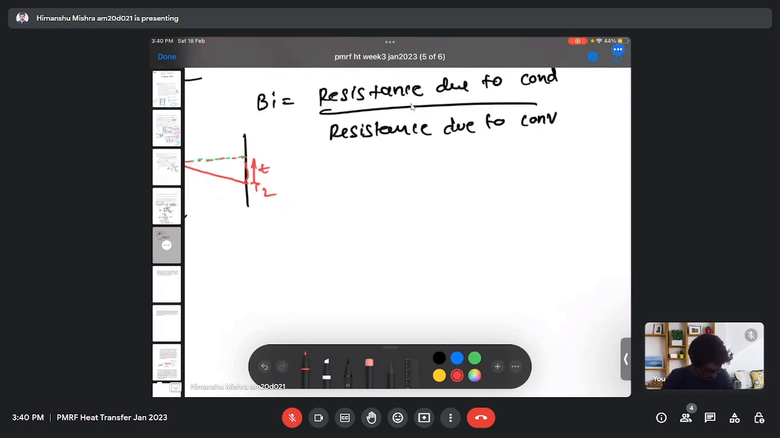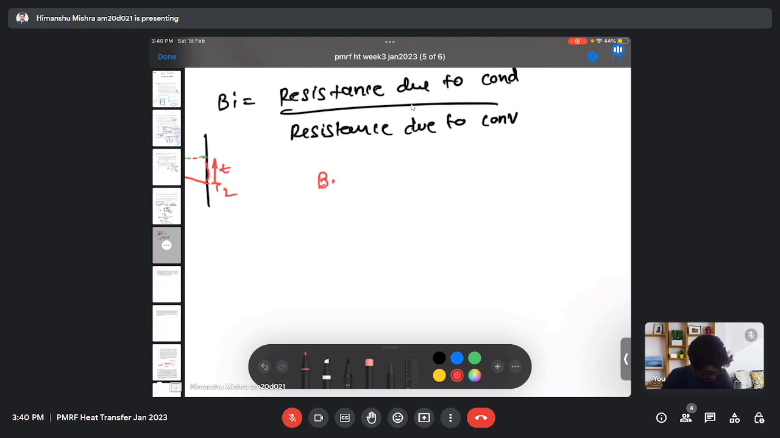So I can write the Biot number also as hL by k. Here h is the heat transfer coefficient of the fluid, and k is the thermal conductivity of the body.